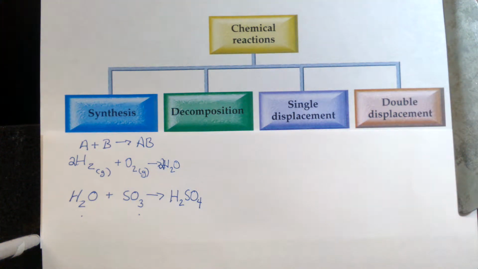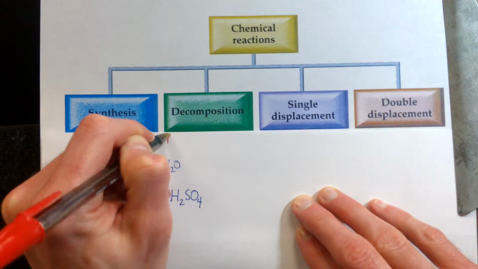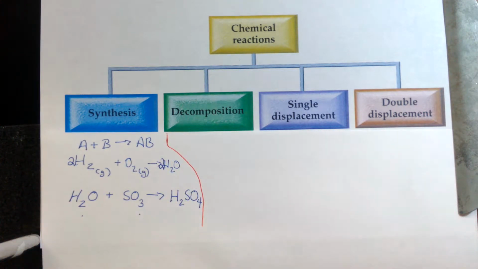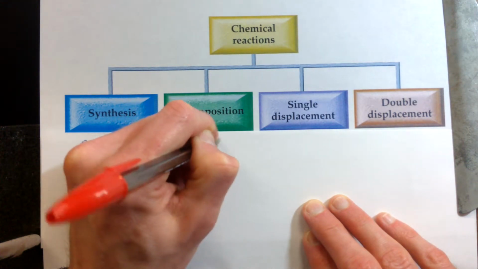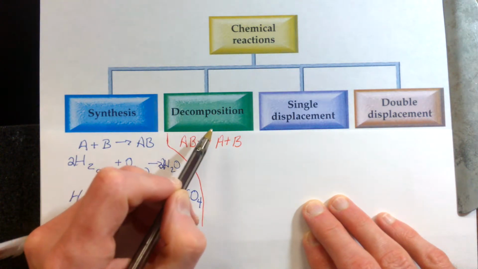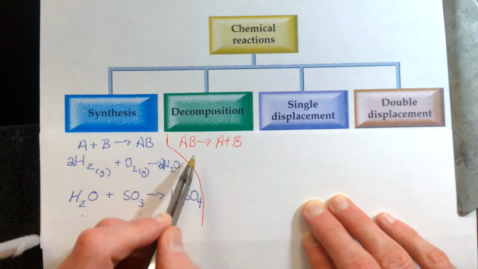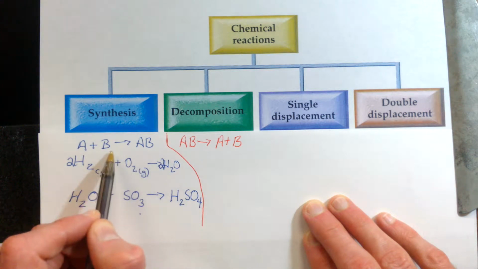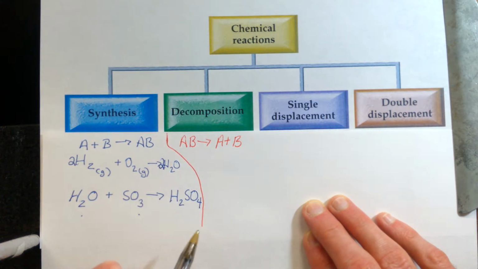Okay, decomposition, think of decomposing, decaying, breaking down, breaking apart. When we think of the word decomposing or decomposition, its template often appears as AB yields A plus B. One large form of matter breaks apart into 2 smaller forms of matter. Also notice it's the reversal of synthesis. So we're undoing a synthesis.